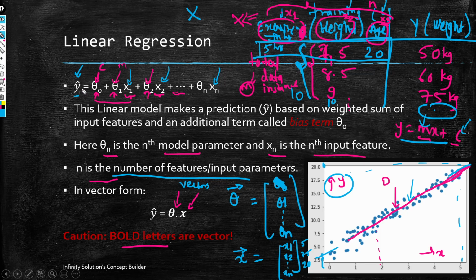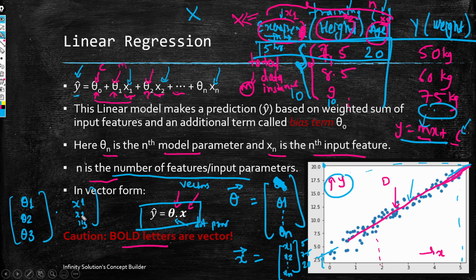So can we say that this can be written in vector form or a compact form like this? It's nothing but a dot product. Because what does the dot product say? Let's say we have theta 1, theta 2 and theta 3, and if we take its dot product with some other vector x1, x2, x3, what we'll get is theta 1 into x1, theta 2 into x2 and theta 3 into x3, correct? So this is what we get.